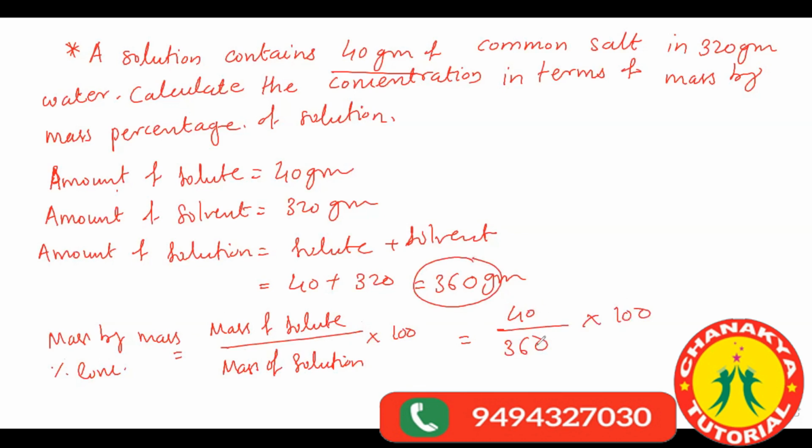The zero gets cancelled. Four ones are 4, four nines are 36, so that is equal to 100 upon 9. When you divide it, you will get 11.11 percent. So this is the mass by mass percentage of your solution.